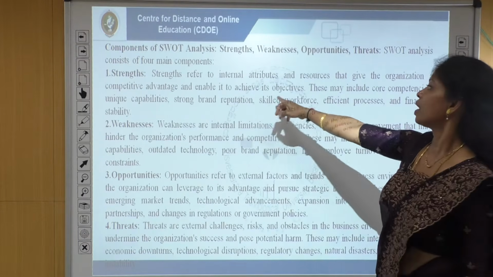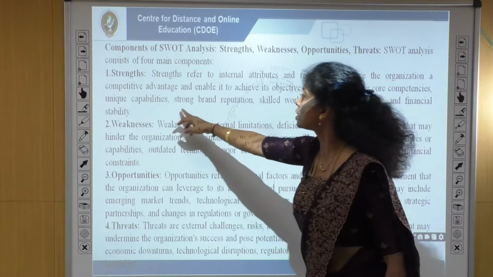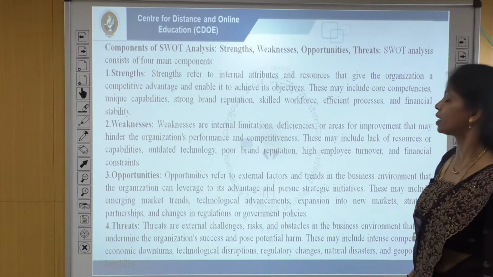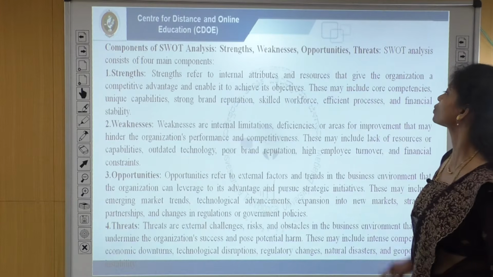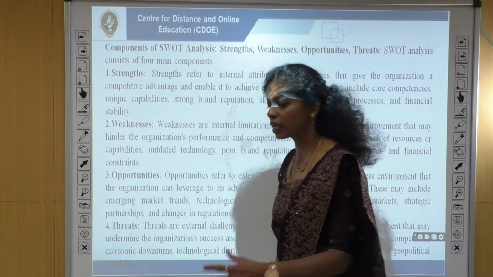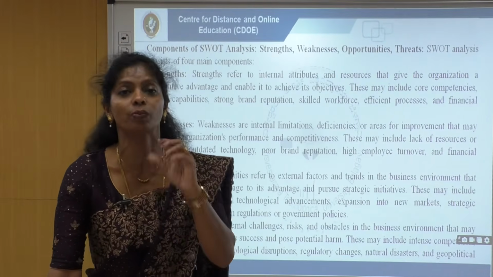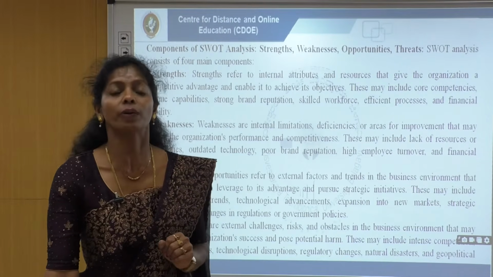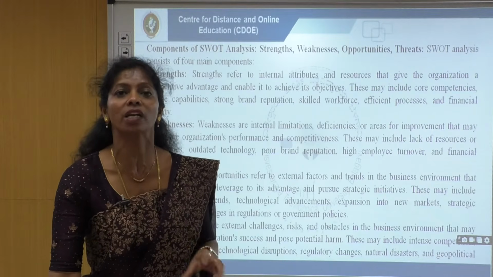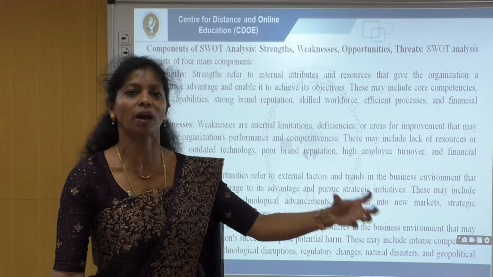That's what it says. Strengths enable its objectives: core competencies, unique capabilities, strong brand reputation of the organization, skilled workforce, efficient processes and financial stability. When we were speaking about the resource-based view, we spoke about tangible and intangible components. Tangible components are materials, machinery, building, layout, infrastructure. It is in a very commercialized place.